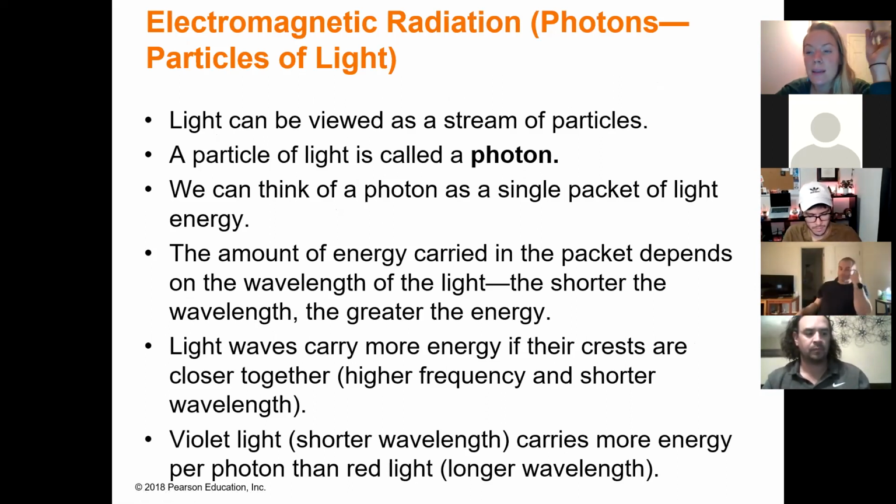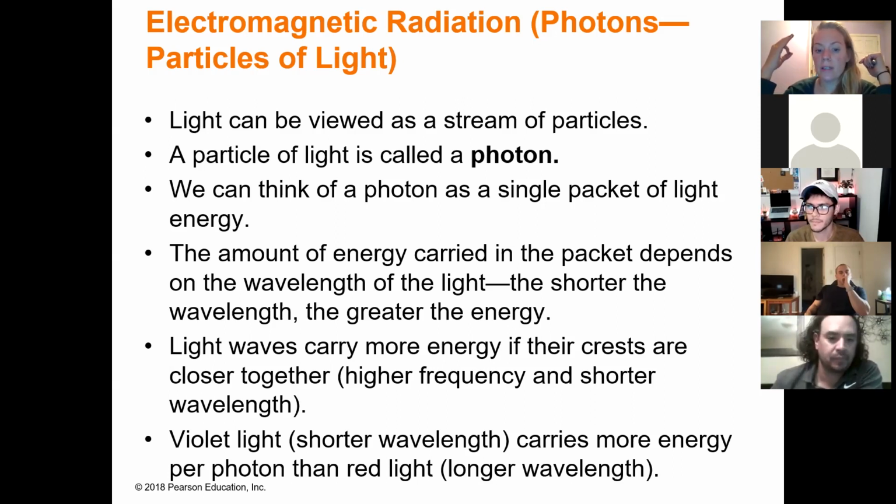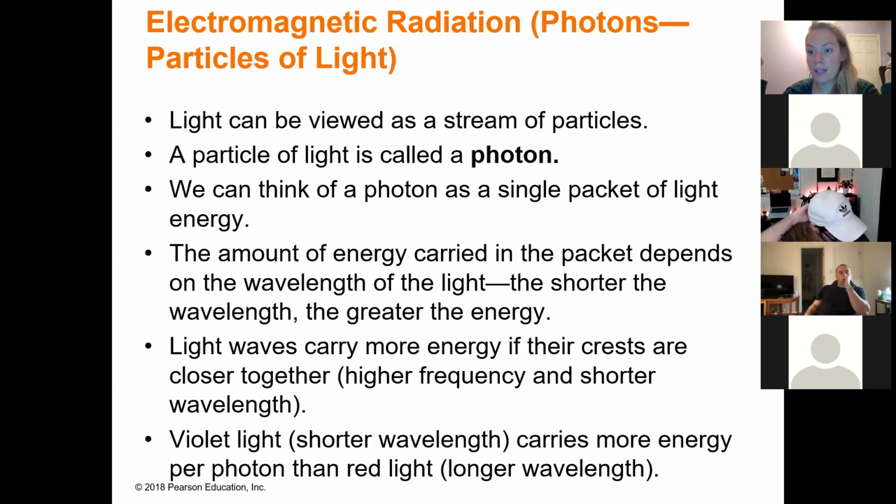We can also think of some of the properties of light as similar to those of a particle, as opposed to a wave. A particle of light is known as a photon. We can think of it as a packet of light energy, and the amount of energy that packet carries really depends on the wavelength of the light. If your packet has a wavelength of 750 nanometers, that photon will be red light. If it has a wavelength of 400 nanometers, it'll be violet light. If it's something smaller than 400 nanometers, it becomes a higher energy electromagnetic radiation.